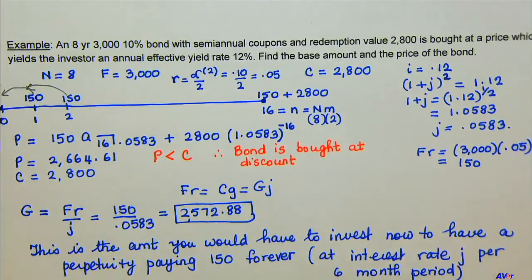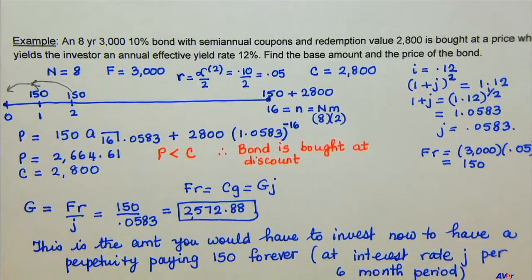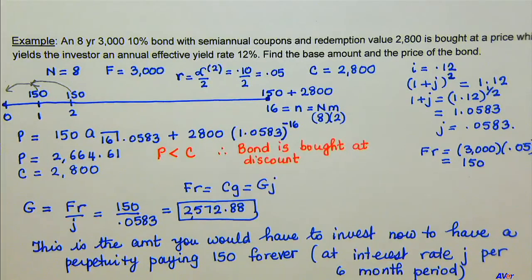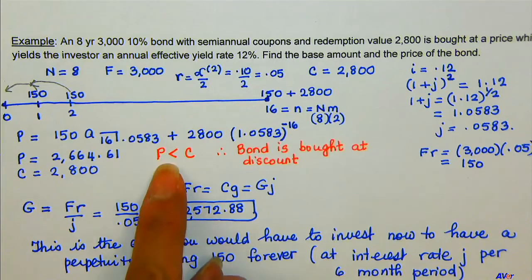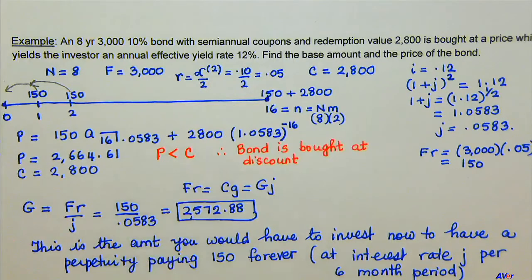Is there anything that I've said that bothers people? Please ask me. I have covered everything here. Any issues? So you're allowed a cheat sheet, right? 3 by 5. The price formula should go on the cheat sheet. This should go on the cheat sheet. And of course, FR equals CG equals capital GJ should go on the cheat sheet.